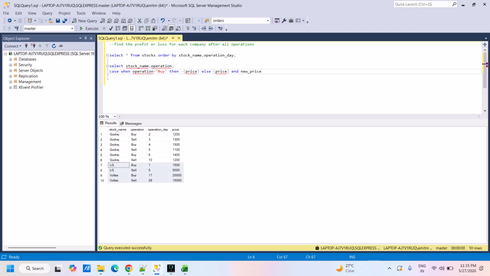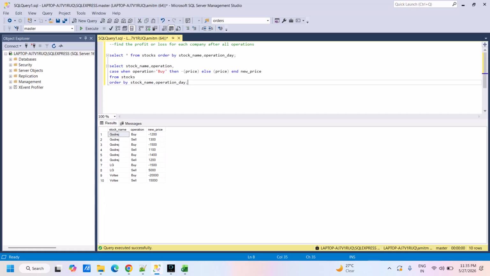So I am not generating any new values. I am just putting a minus sign when the operation is buy. The same values are there, but when it is a buy order, I am making it a negative value. So see, Godrej buy minus 1200 because we spent this money, and when it is sold it is 1300 because it is positive money, because we got this money.